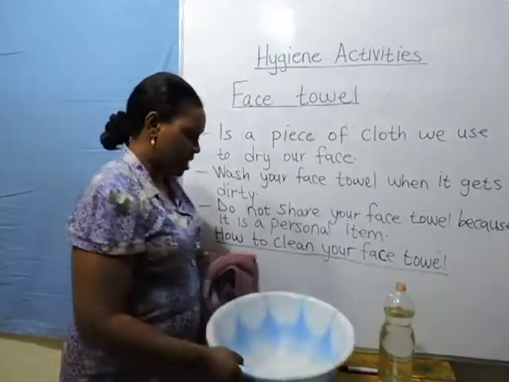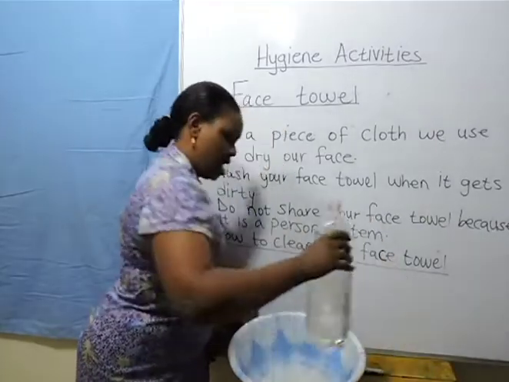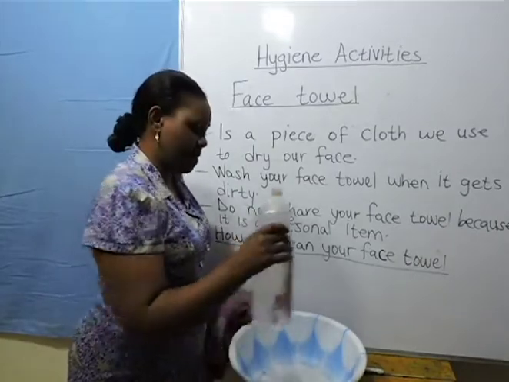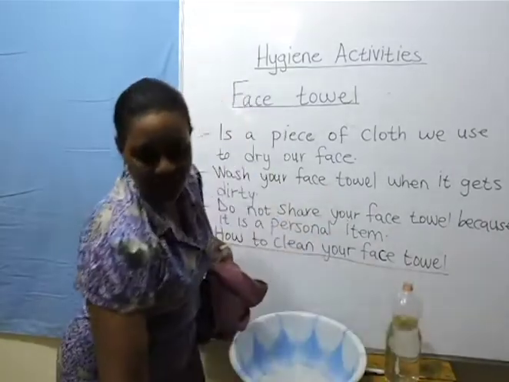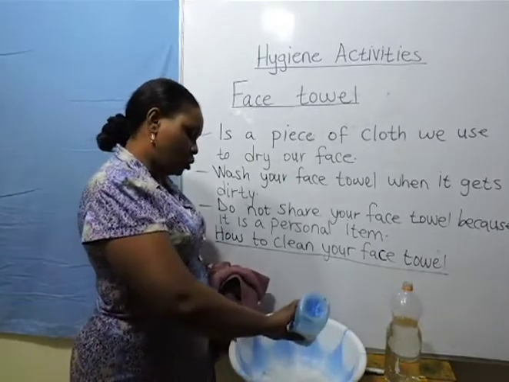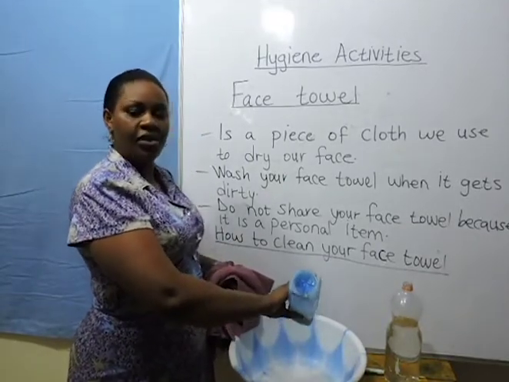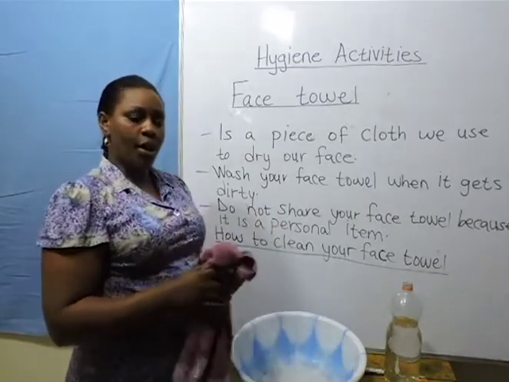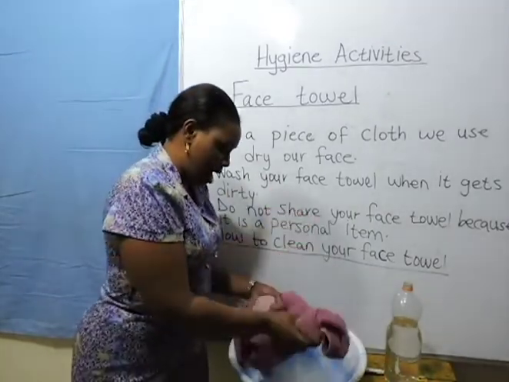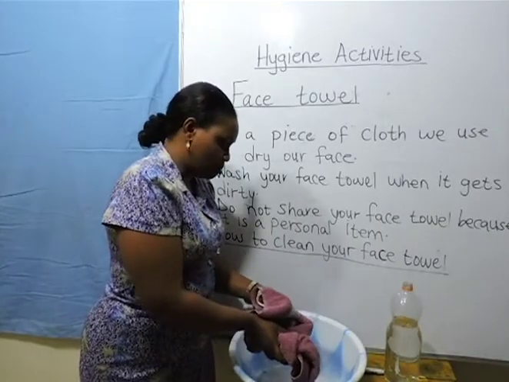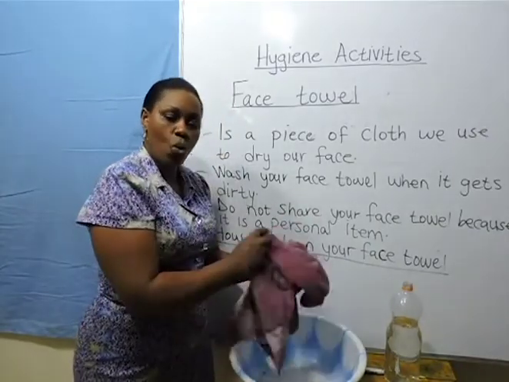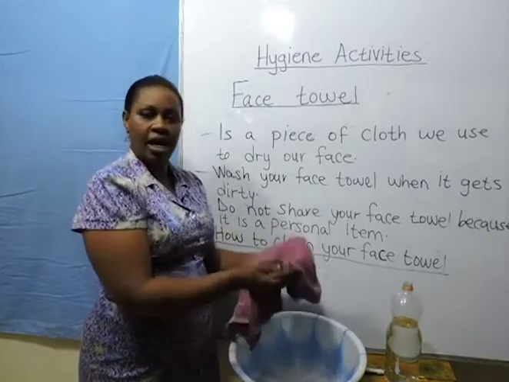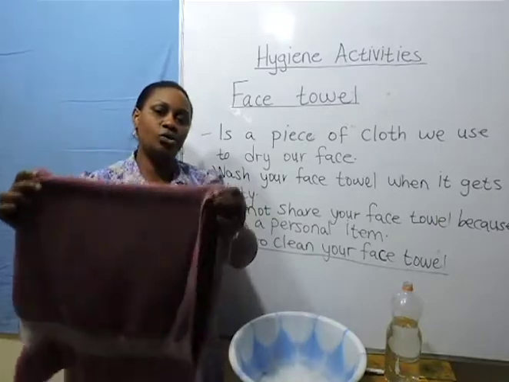Now, first, you are supposed to put some water in a basin. This one is a basin. Then you take some water, you put in a basin. After putting some water in a basin, you take some soap. You add soap in water. After adding soap in water, you wash. After adding soap, you put your face towel inside the water mixed with soap. Then you wash your face towel. After washing your face towel, you rinse with clean water and then you hang it to dry.